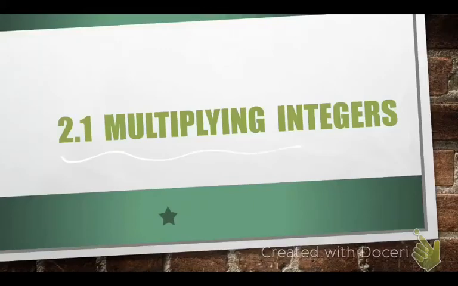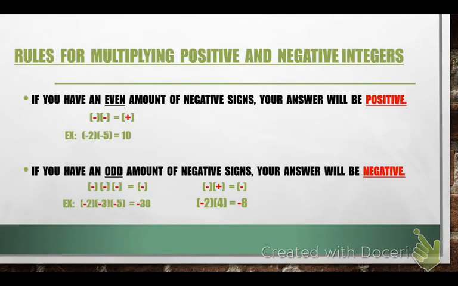We're going to be talking about 2.1 multiplying integers today. These are a completely new set of rules. It's not same sign, add and keep, different sign, subtract and take. Instead, I'm going to teach you brand new rules. So the first thing that I want you to see, rules for multiplying positive and negative integers, are these.